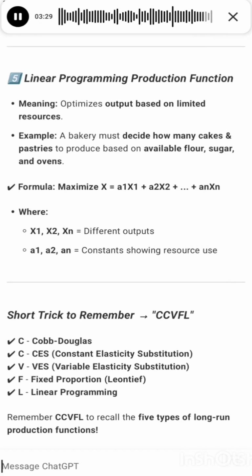Cobb-Douglas. CES, constant elasticity of substitution. VES, variable elasticity of substitution. Fixed proportion, Leontief. Linear programming. Remember CCVFL to recall the 5 types of long-run production functions.